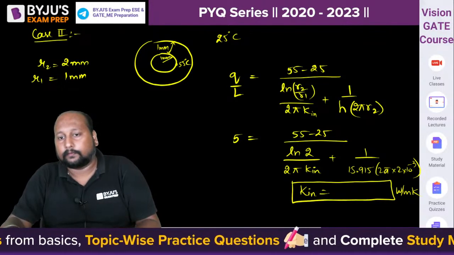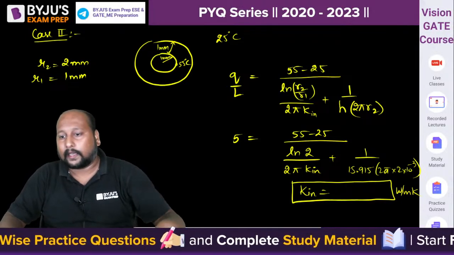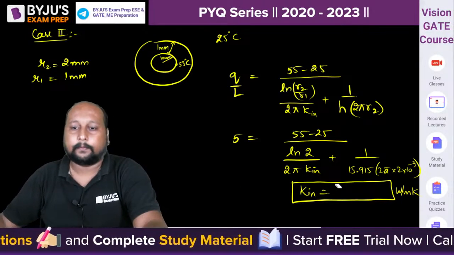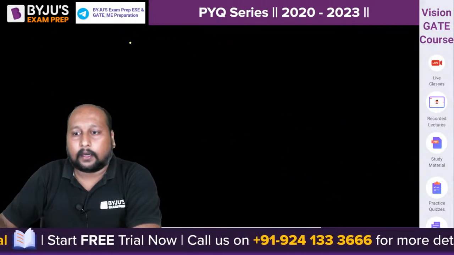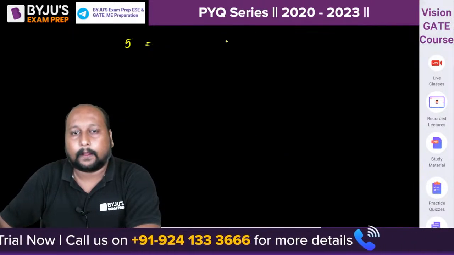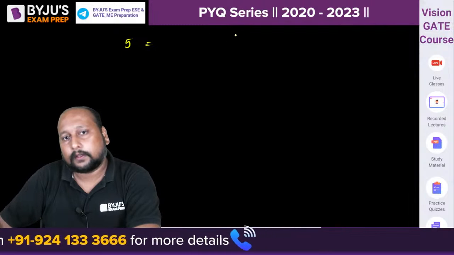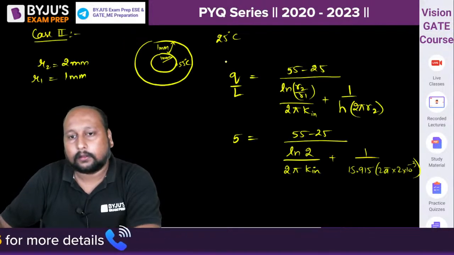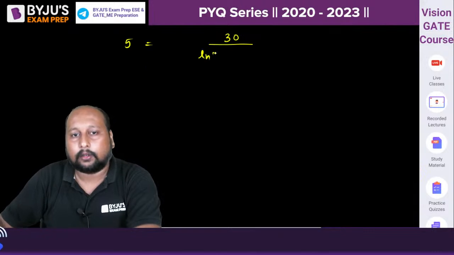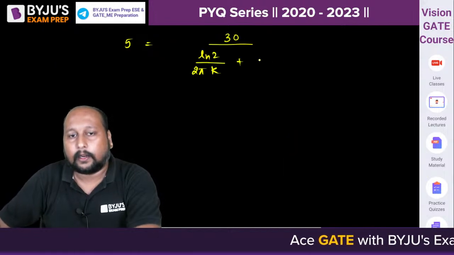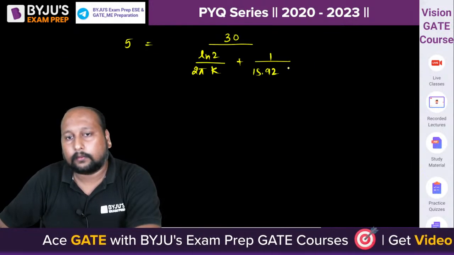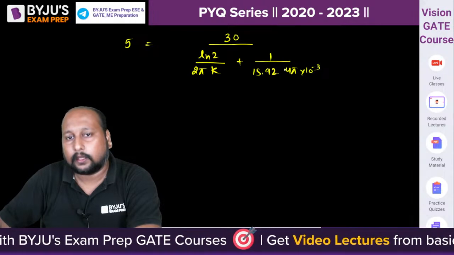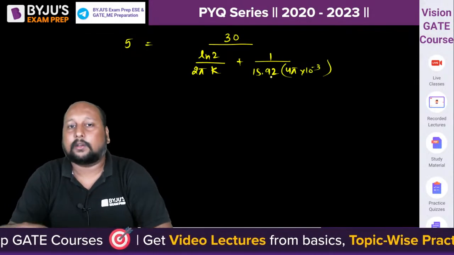A simple question, right? So do I need to do the calculations? Let me do the calculation for your side. So 5 is equal to 30 divided by ln 2 divided by 2 pi k plus 1 upon 15.92 into 4 pi into 10 to the power minus 3. Now the only thing you have to do is the calculations.